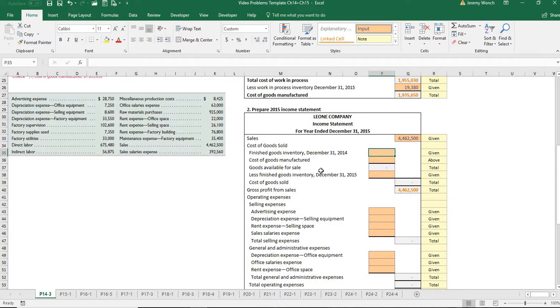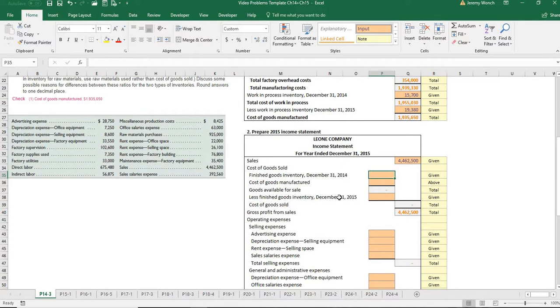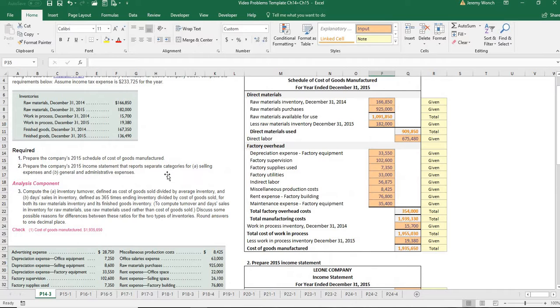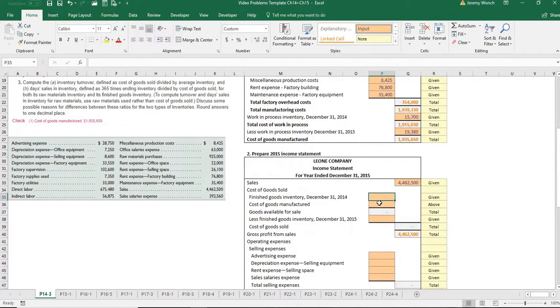And so instead of plugging one number in, we'll actually do the calculation within the income statement here. And so we want the finished goods inventory for the beginning of the year. And so that's going to be the $167,350. And then we want to add in our cost of goods manufactured, which we calculated above. So that gives us our total goods available for sale.